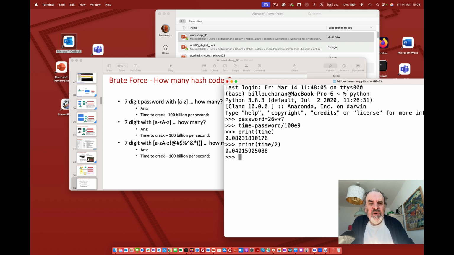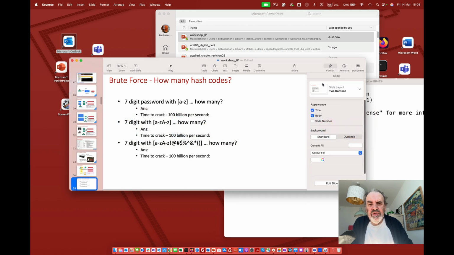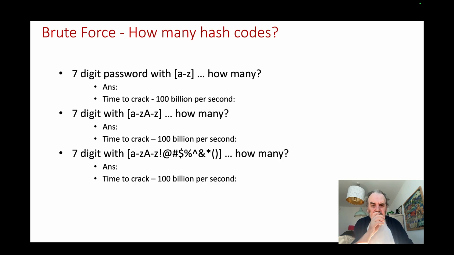If we now try for upper and lower case, then we'll have 52 characters here, and we can work out the time to crack for 100 billion attempts per second, and that will give us 5.13. Okay, so in this way we can actually estimate how long it's going to take us in total, and how long on average it would take us to crack with brute force our hashed password.